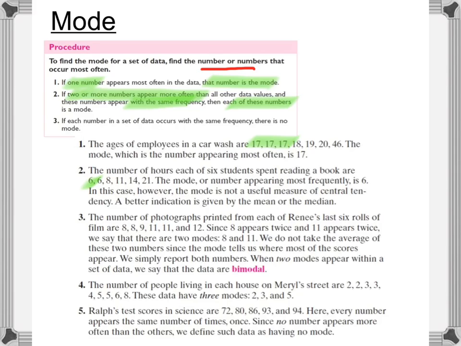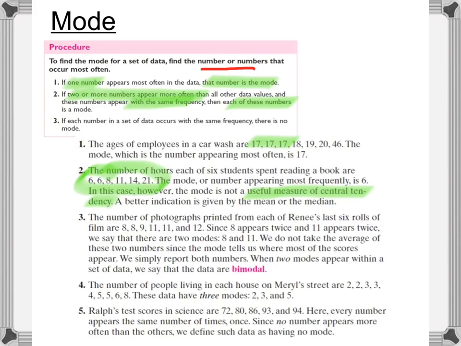But they go on to say that this is not a useful measure of central tendency, because 6, even though it's the mode, it only occurred twice, where every other number occurred just once. If you look at the data set, it's not a very good measure of where the center of the data is. We wouldn't say with this data set that most students read around 6 hours.